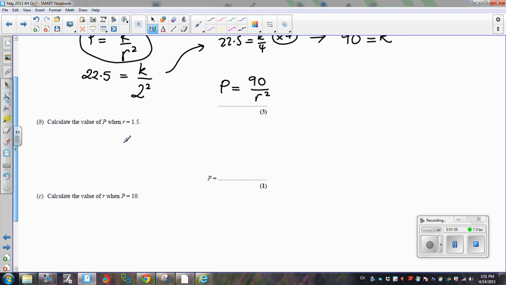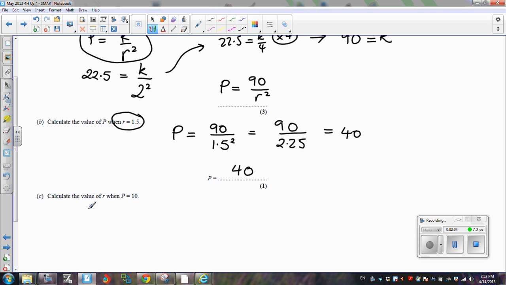Okay, the next thing says calculate the value of P when R is 1.5. So I'm going to use this equation here, and all I need to do is replace R with 1.5. So P is going to be 90 divided by 1.5 squared, and that's the same as 90 divided by 2.25. And if you work that out, it comes out as 40. So P is 40.